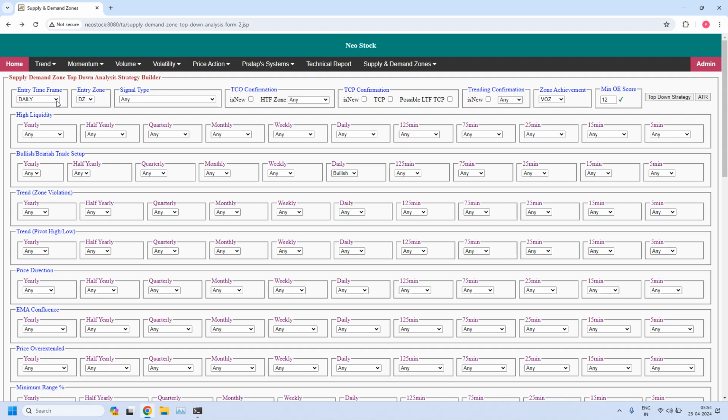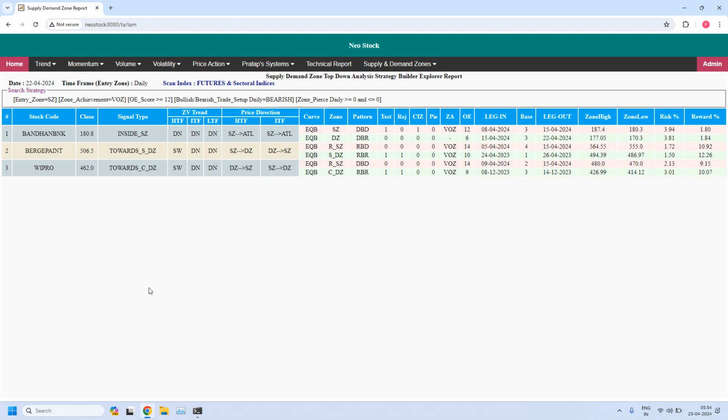Okay, here for bearish trade setup, entry time frame is daily only, but entry zone should be supply zone. And one more change we have to do: bullish or bearish trade setup in daily time frame, I am selecting bearish. Remaining filters are the same as what we set in the previous screen. They still hold good. Now let me generate the report. So 3 stocks are filtered. That means currently these three stocks are supporting bearish trade setup for monthly income trade.